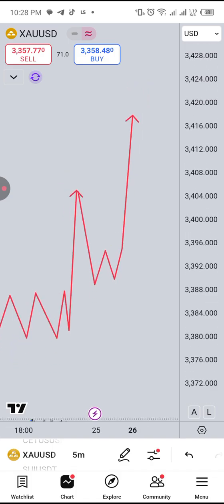Just a recap of what I've said. I said we have different types of markets: we have a consolidating market, we also have an expansion, and lastly we have a reversal.